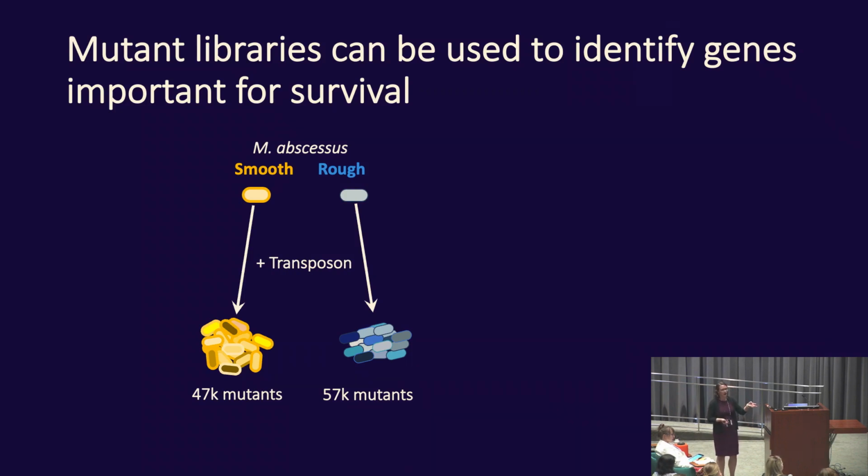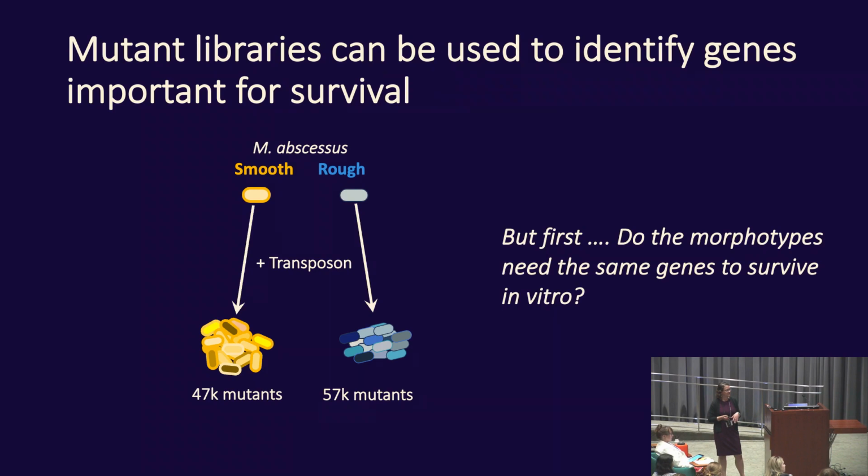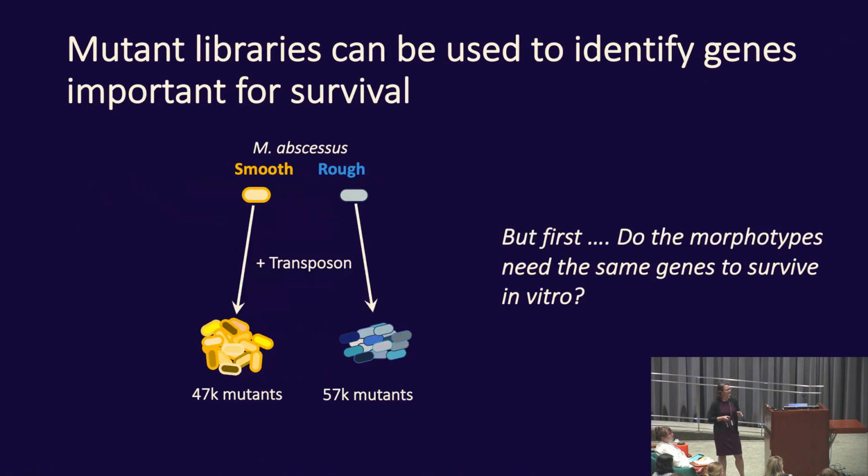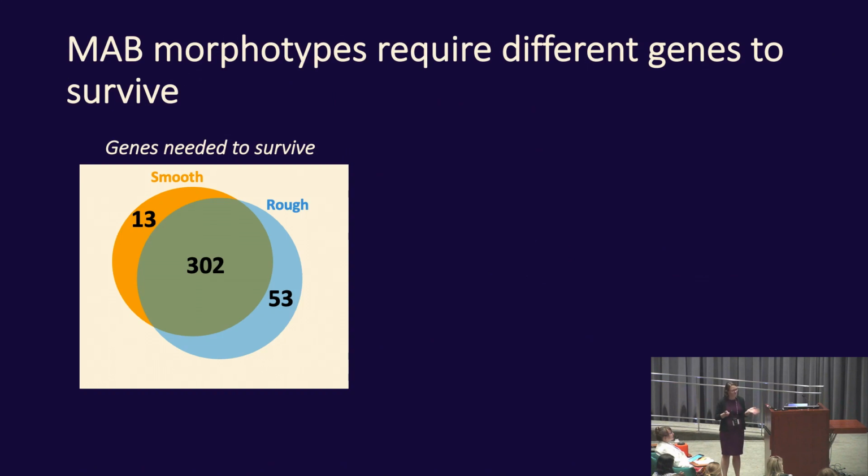And so I end up with these populations of heterogeneous mutants. And this allows for high throughput screening of genes that are important for survival in a particular environment. And so I have a mutant library for both the smooth and the rough, and about 40 to 50,000 mutants across the 4,900 genes. And before I put this in an animal to look at important genes for chronic infection, I just wanted to ask, well, okay, what genes do they need in vitro? I would expect they would be pretty much the same in vitro. And that's mostly what I found.